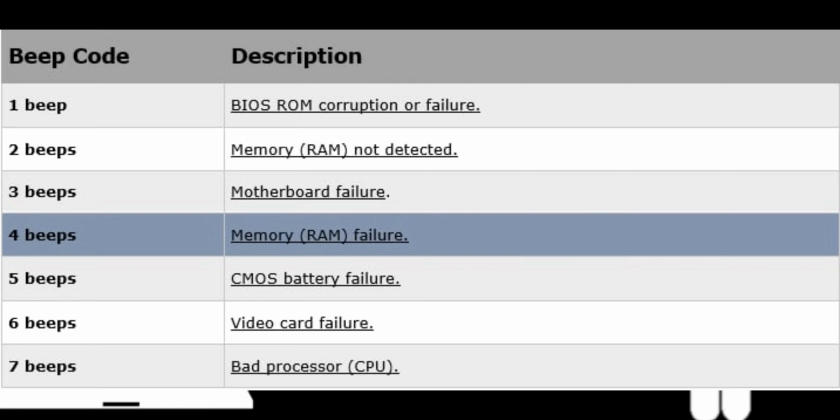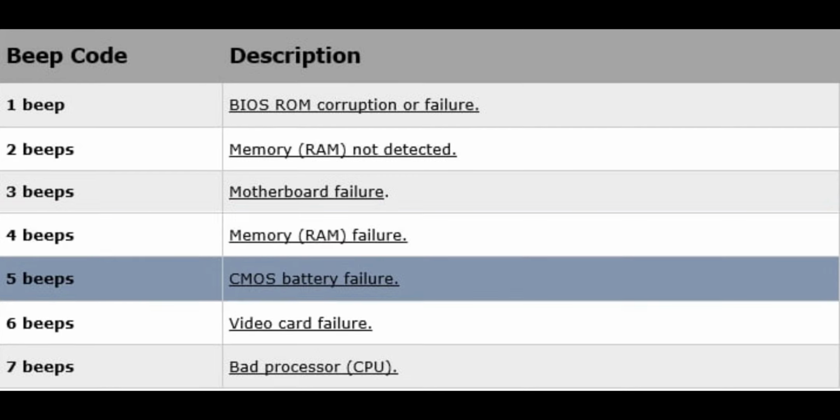Then fourth, update the BIOS. Check for any available BIOS updates for your motherboard. Then if none of the above steps resolve the issue, it is likely that you need to replace it or buy a new RAM with the same specifications as your old one.